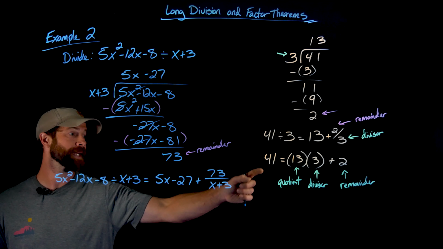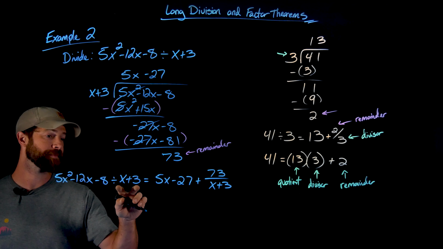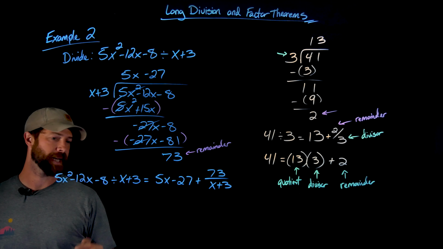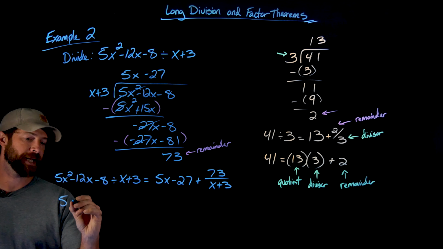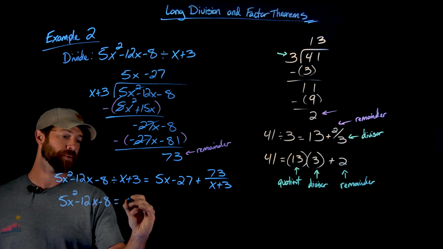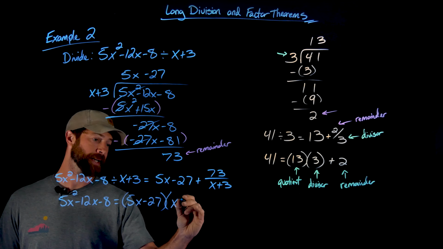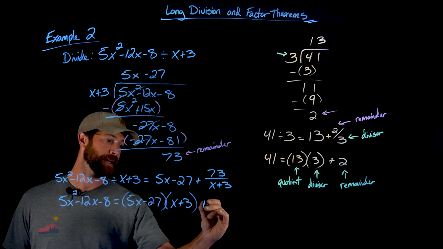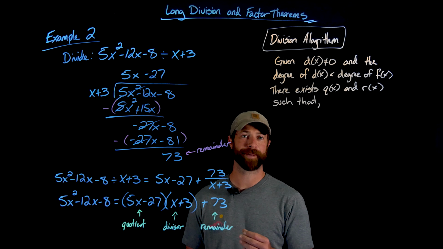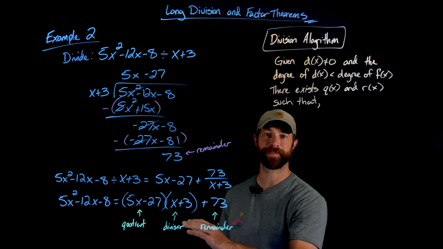And then finally, to write this alternate version right here, that will be an important move for us. I can think of multiplying both sides and both terms of both sides of this equation by this x plus 3. And this gives us the statement that 5x squared minus 12x minus 8 equals 5x minus 27 times x plus 3 with the remainder of 73. So following the second example, we're going to introduce the division algorithm, which simply says the existence of a statement right here.